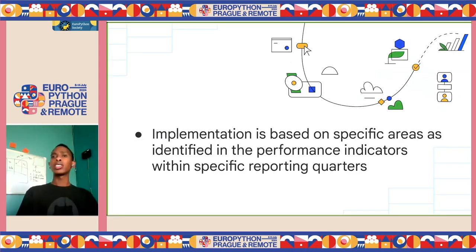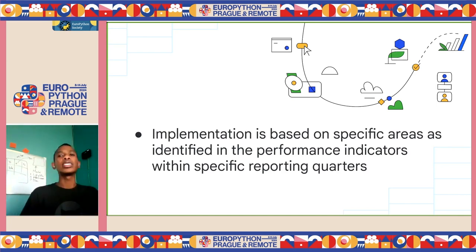So implementation is based on specific areas as identified. For example, I'll keep using EuroPython and Chaos Africa. At Chaos Africa, we host a conference called ChaosCon Africa. Let's say last year we didn't have any person with disability who took the stage as a speaker at the event. One of our action items will be looking out for persons with disabilities to join our community, training them on how we do this, having them be part of our community, and looking forward to them taking the stage at next year's ChaosCon.